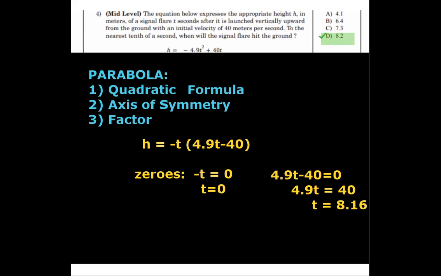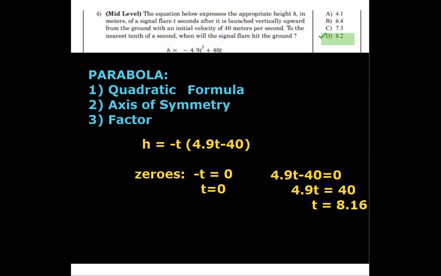Question 4. The equation below expresses the appropriate height h in meters of a signal flare t seconds after it was launched vertically upward from the ground with an initial velocity of 40 meters per second. To the nearest tenth of a second, when will the signal flare hit the ground? Well, for this question, we're given the equation h equals negative 4.9 t squared plus 40t. Since it's a parabola, we have 3 basic strategies to solve this.